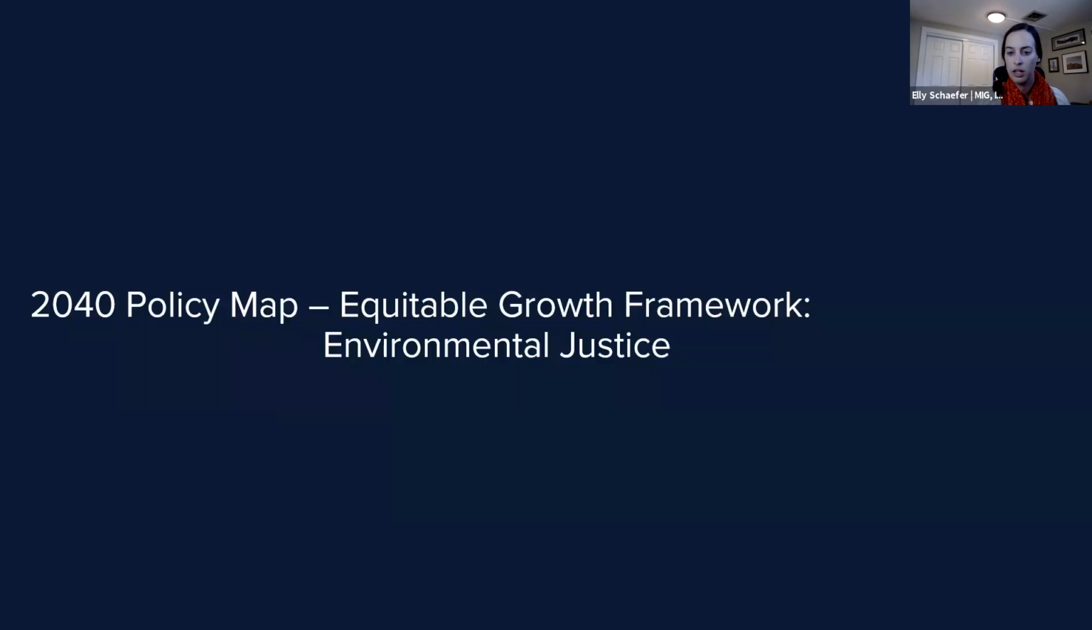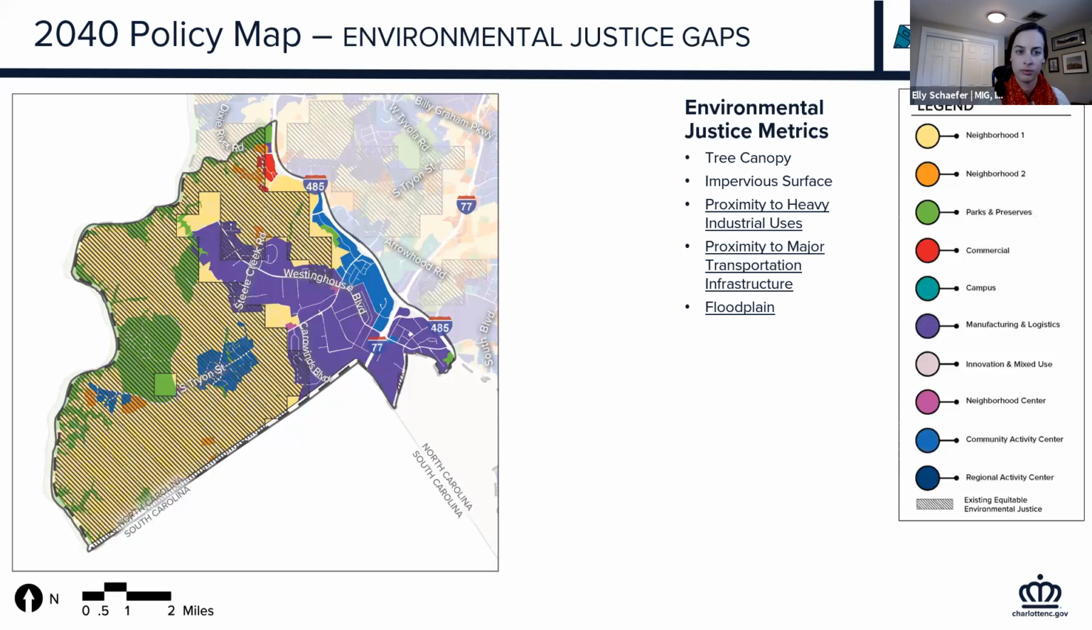Okay, so the last component of the equitable growth framework is environmental justice. On this map, areas outside the black diagonal hatches are impacted by environmental justice issues. You can see most of this community planning area is not impacted. The bullet points on this page are the metrics that were used to understand where environmental justice is currently lacking. New, more intense place types are not mapped in the floodplain.